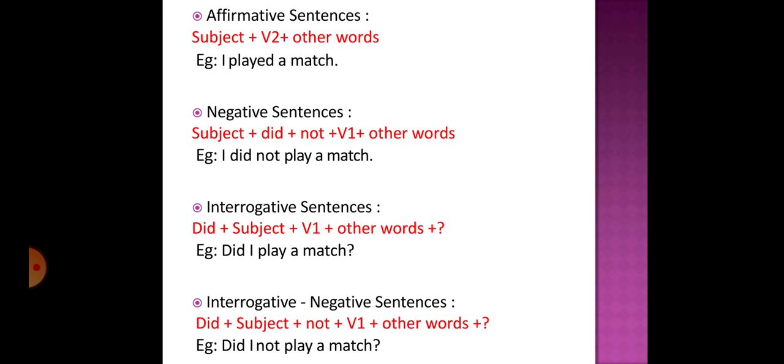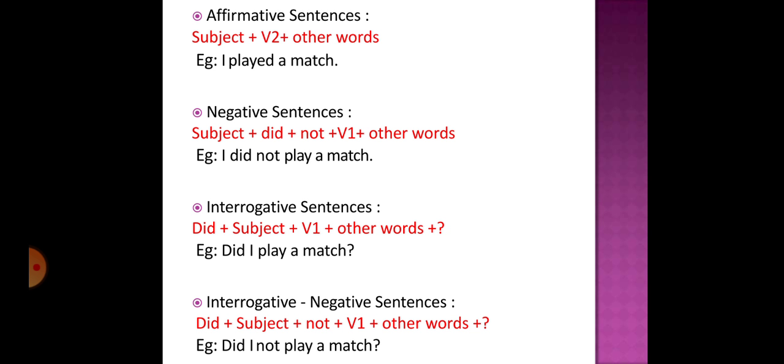Now interrogative negative has the same sentence structure, but there you have to add a not between the subject and the verb in the first form. To make interrogative negative sentences, helping verb did is placed before the subject and not comes after the subject. So, did I not play a match?